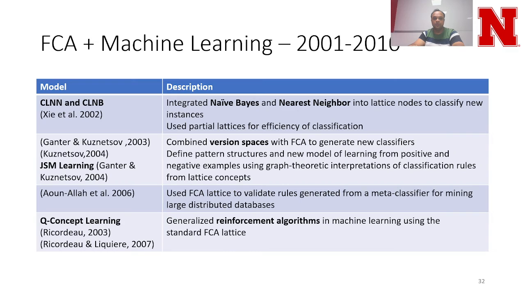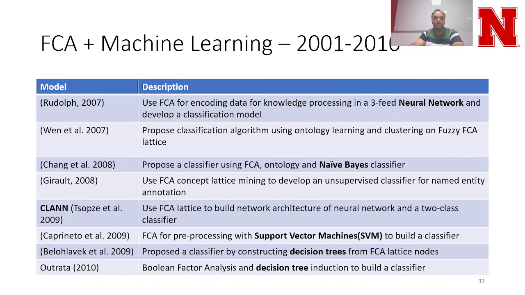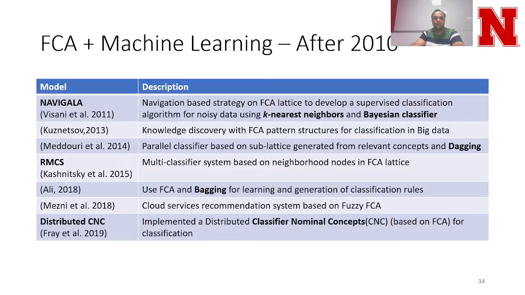Between 2001 and 2010, people started integrating some important machine learning models into FCA, like naive Bayes and nearest neighbor, version spaces, or reinforcement algorithms, or even neural networks in 2007, support vector machines in 2009, or decision trees. These were mostly used in combination with the concept lattice for classification.